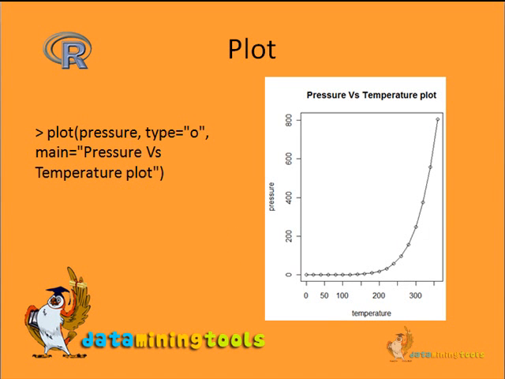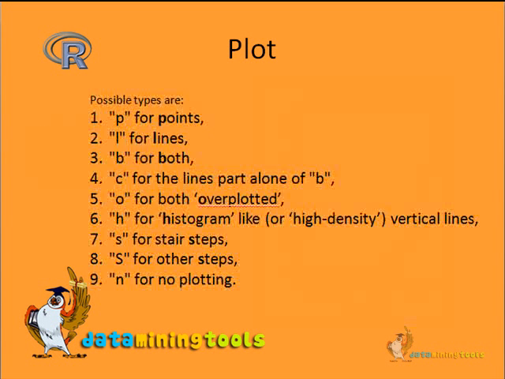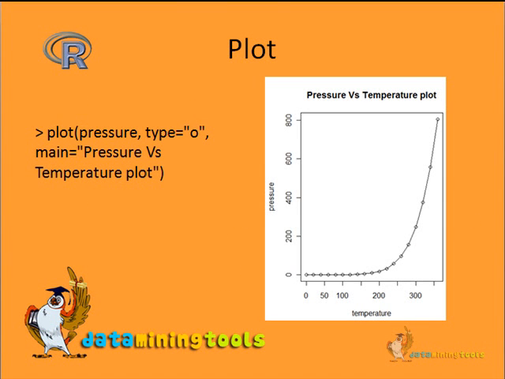So this is a typical example of the same curve. Only the difference is that now we've given it a title. Main equals pressure versus temperature plot, and type equals small o. Small o stands for both overplotted. By both, I mean it has lines and it also has the typical points. So let us go to R and practice a bit over there.